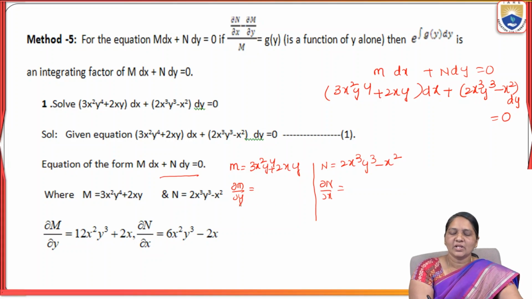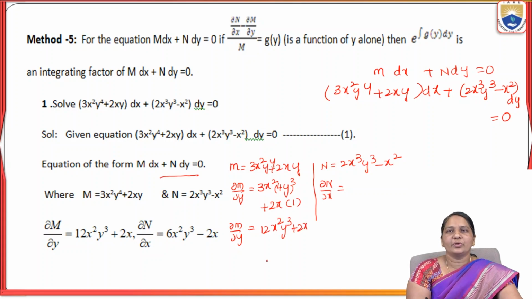So ∂M/∂y. Here we are doing the partial differentiation of M with respect to y. When you are doing it with respect to y, x is constant, 3 is also constant, x² is constant. So the derivative of y⁴ is 4y³. Plus here 2 and x both are constants, so the y derivative is 1. So finally ∂M/∂y is 3 times 4, 12x²y³ + 2x. This is the value of ∂M/∂y.